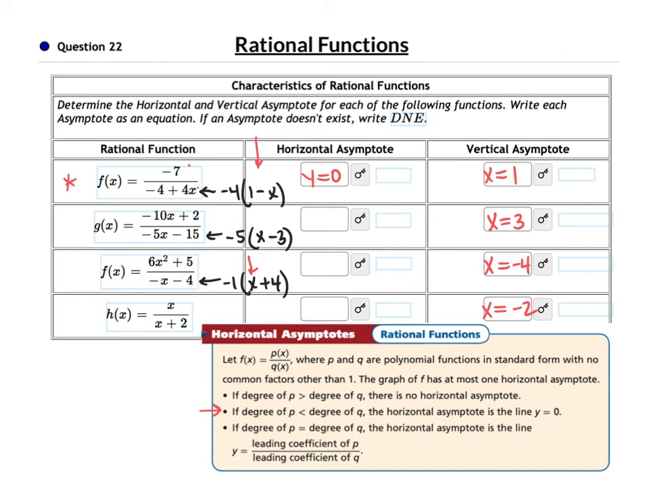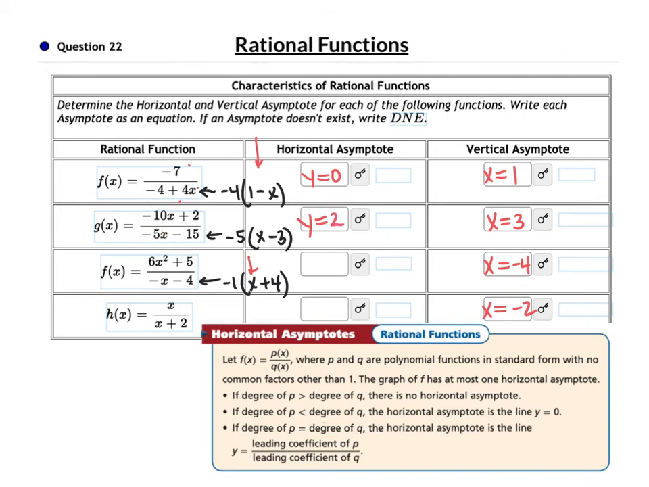For the second one, the degree of the top and the bottom are equal. Both the numerator and denominator have degree 1. So the horizontal asymptote is the leading coefficient of the top one divided by the leading coefficient of the bottom one, which is negative 10 divided by negative 5, which means we get an asymptote at y equal 2.